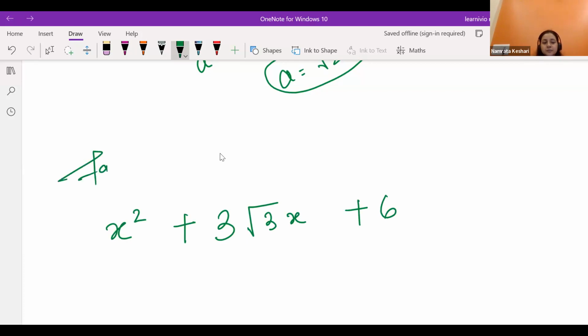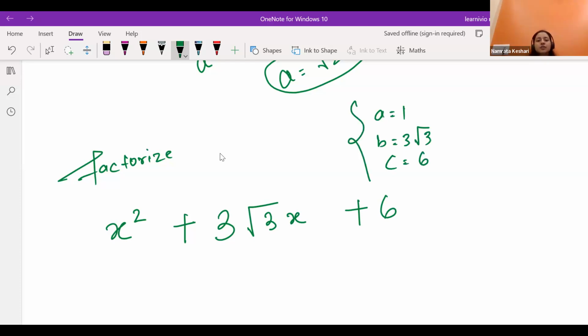Factorize. Split the middle term. Each and every step you have to perform which you perform while splitting the middle term. Of course, it is a quadratic polynomial, right? Yes. Where a is 1, b is, anyone please unmute yourself and tell me quickly, what is b and what is c? 3 root 3 and c is 6. Perfect. a is 1, b is 3 root 3 positive, and c is 6. We know this much, and then we will proceed to the splitting of the middle term. Try it.